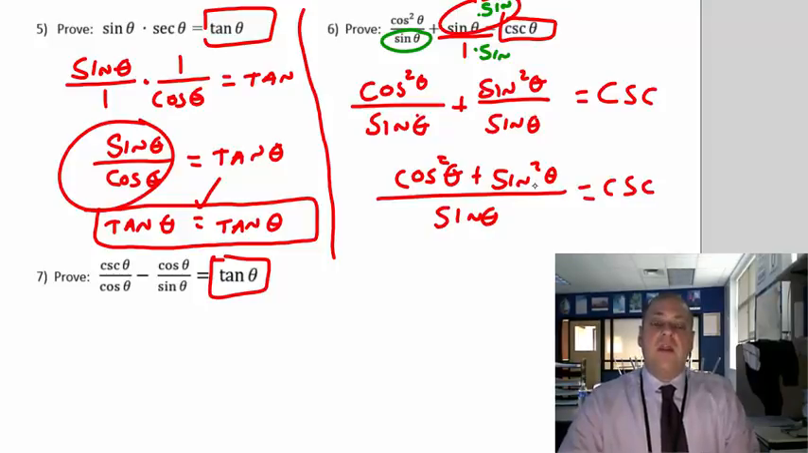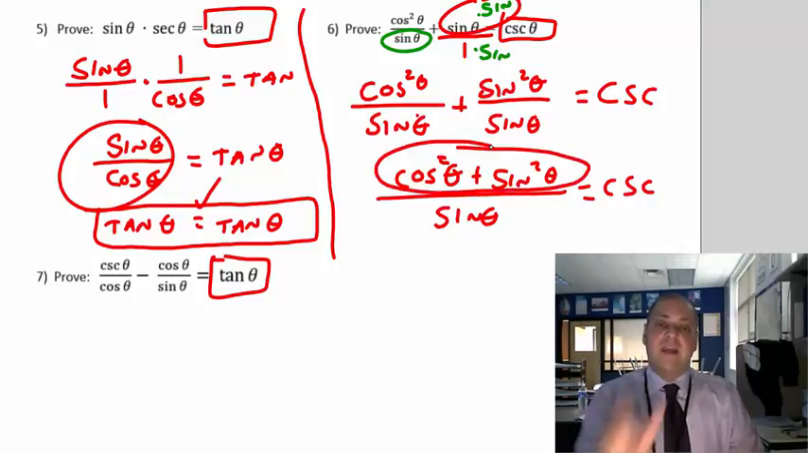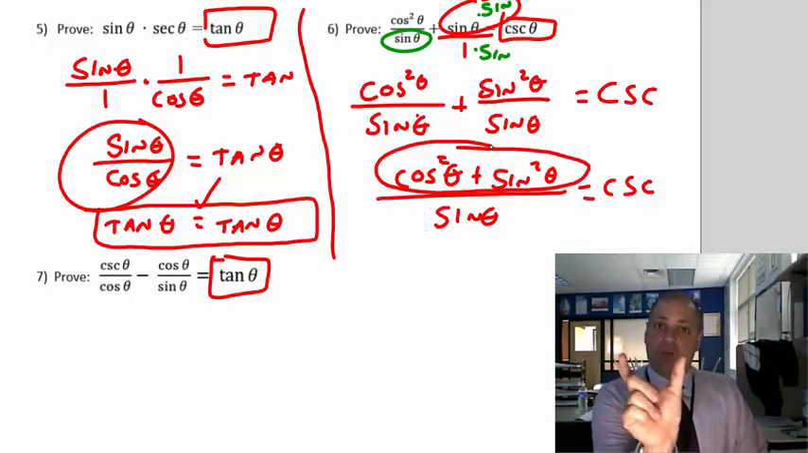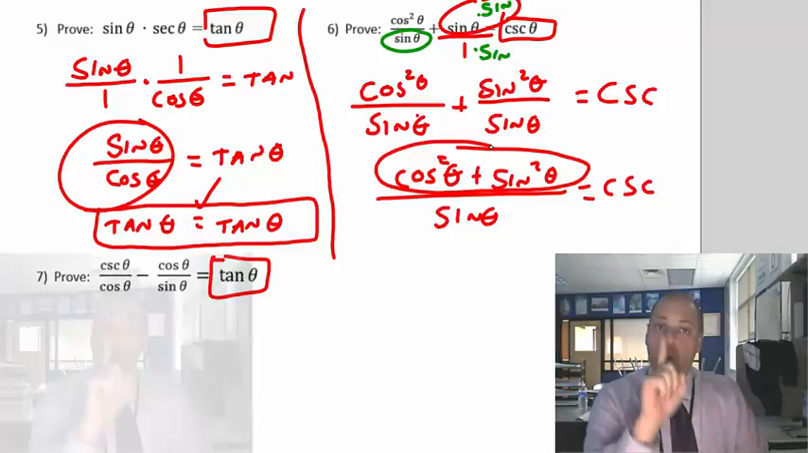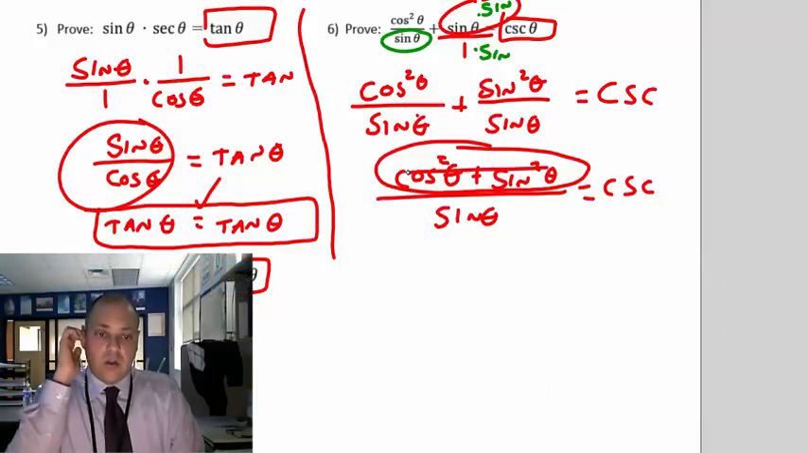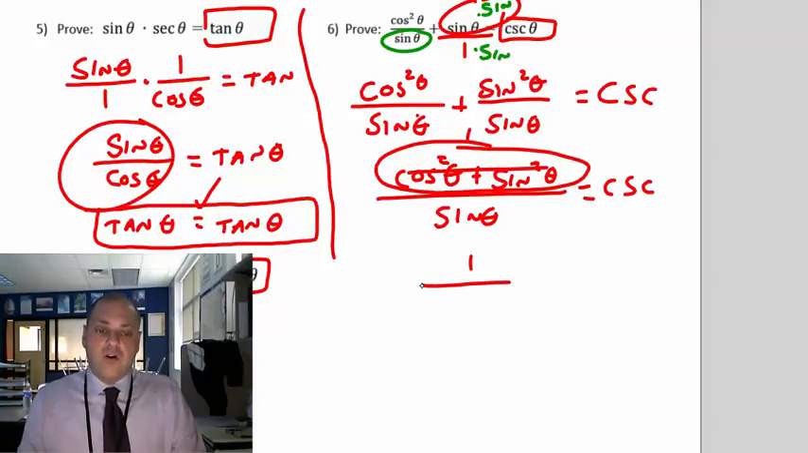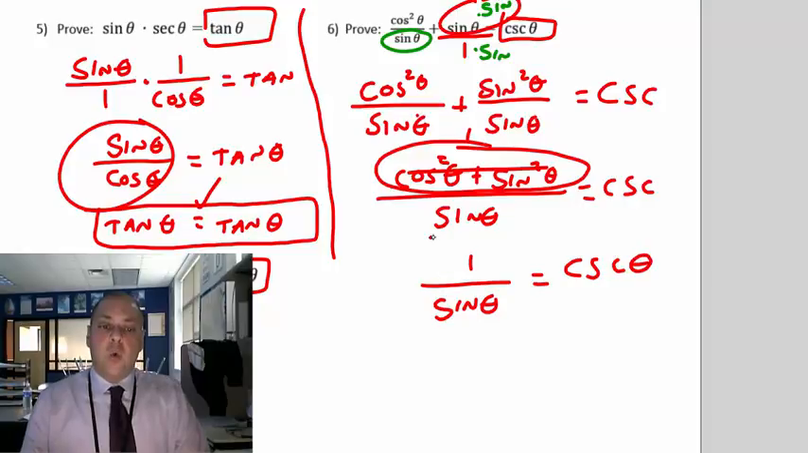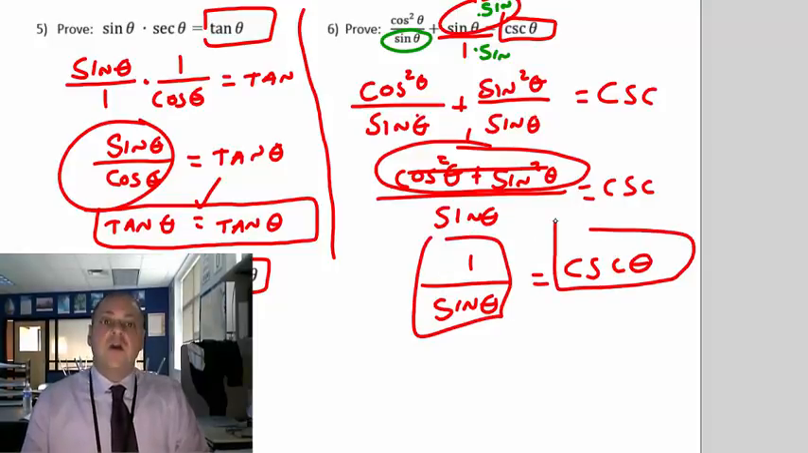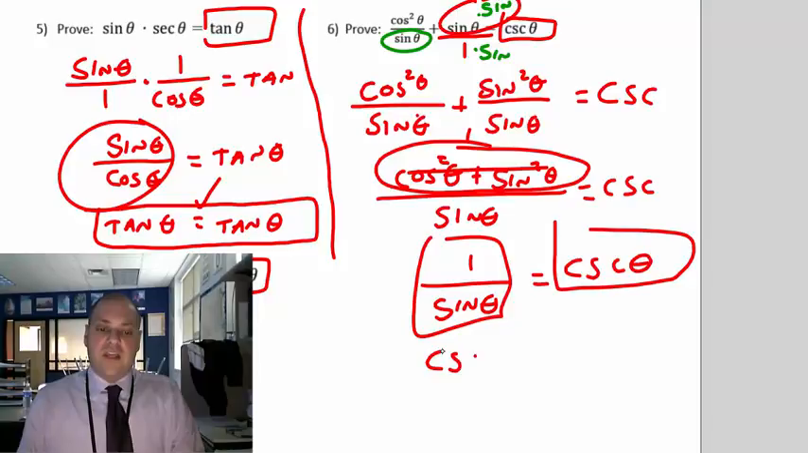equals cosecant. Now I've got to use my identity from the front page. Cosine squared plus sine squared equals 1. So we're going to take out cosine squared plus sine squared and replace it with a 1. So it's 1 over sine theta equals cosecant theta, and that's the definition of cosecant. 1 over sine is cosecant. So now I can say cosecant equals cosecant, and I am done. All right, one more.